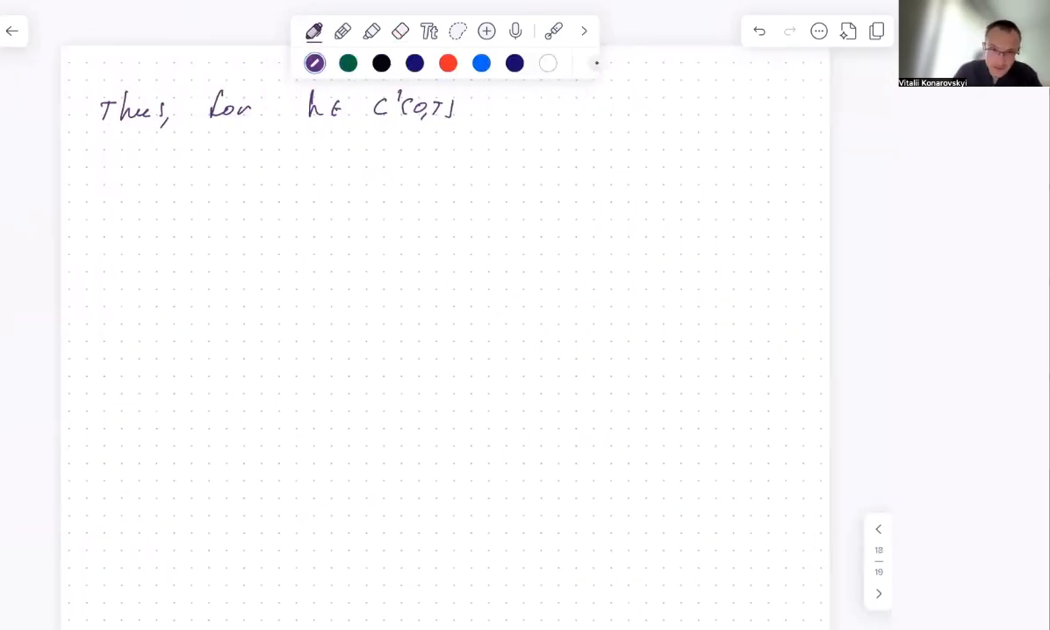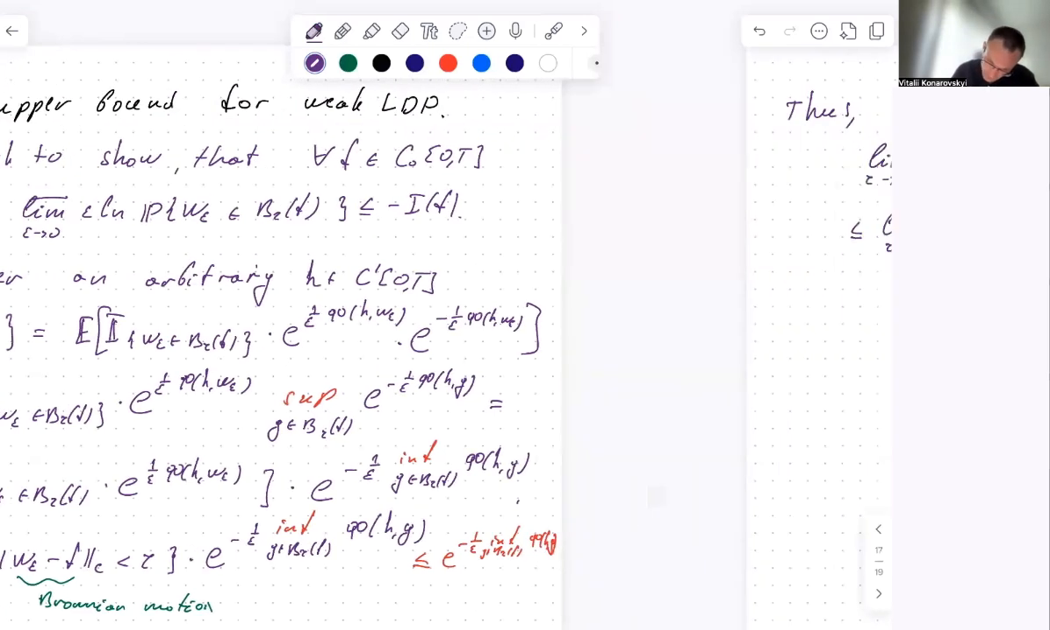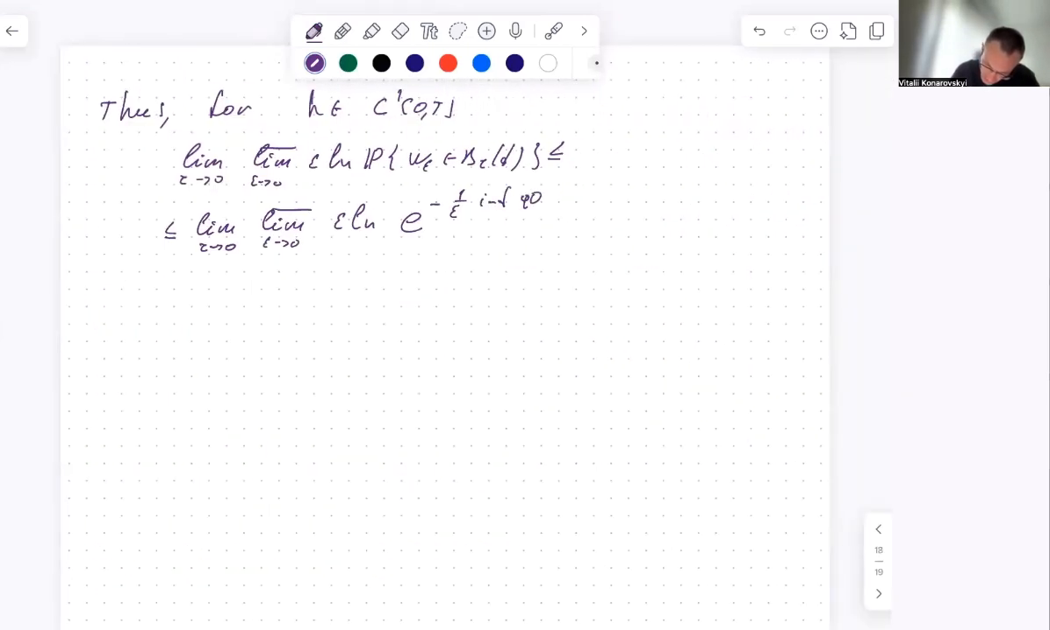And then you will have that for this, the limit r goes to 0, upper limit now, of epsilon logarithm, the probability W epsilon belongs to B_r of f can be estimated by limit r goes to 0, limit epsilon goes to 0, epsilon logarithm, and you have e to the power minus 1 over epsilon. Let me see, it is infimum of the function phi of h comma g, g belongs to the ball.